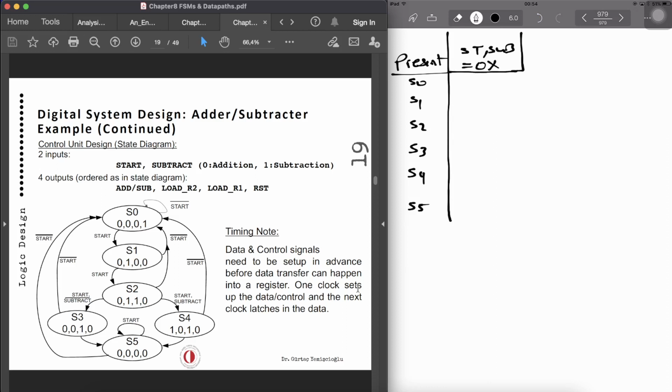Then we also have, again, start and subtract, where start is 1, subtract is 0, so it goes for the addition. And alternatively, start and subtract, where start is 1, subtract is 1. And that's all. And we also have the outputs.